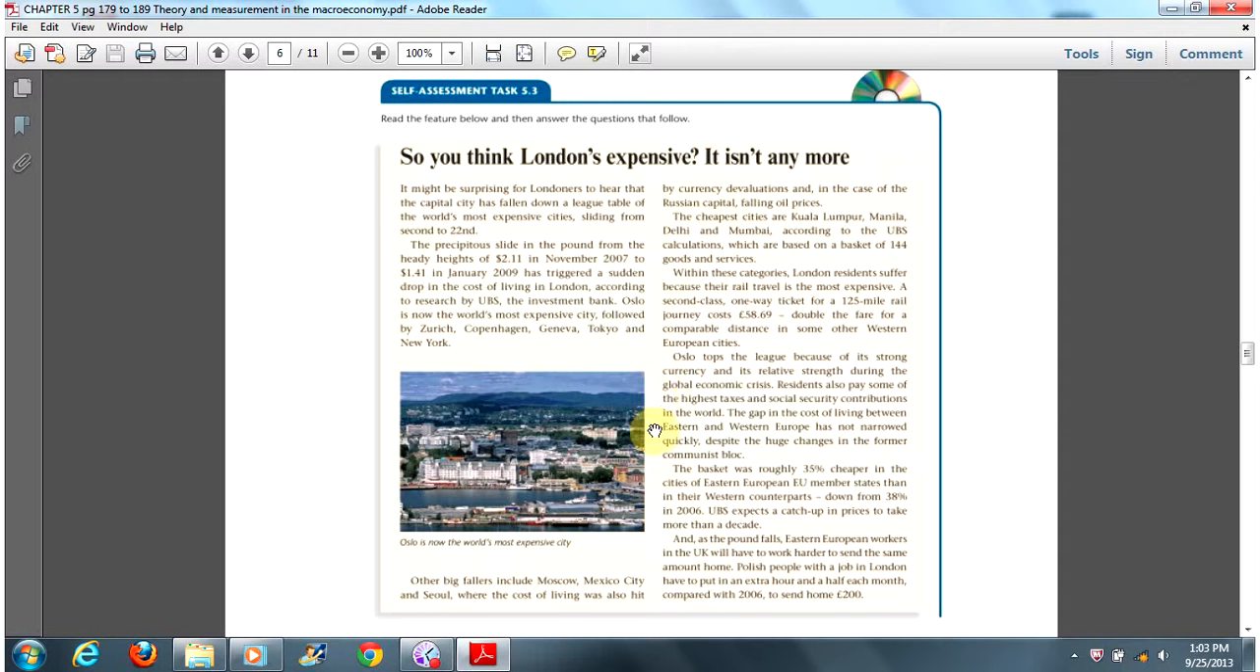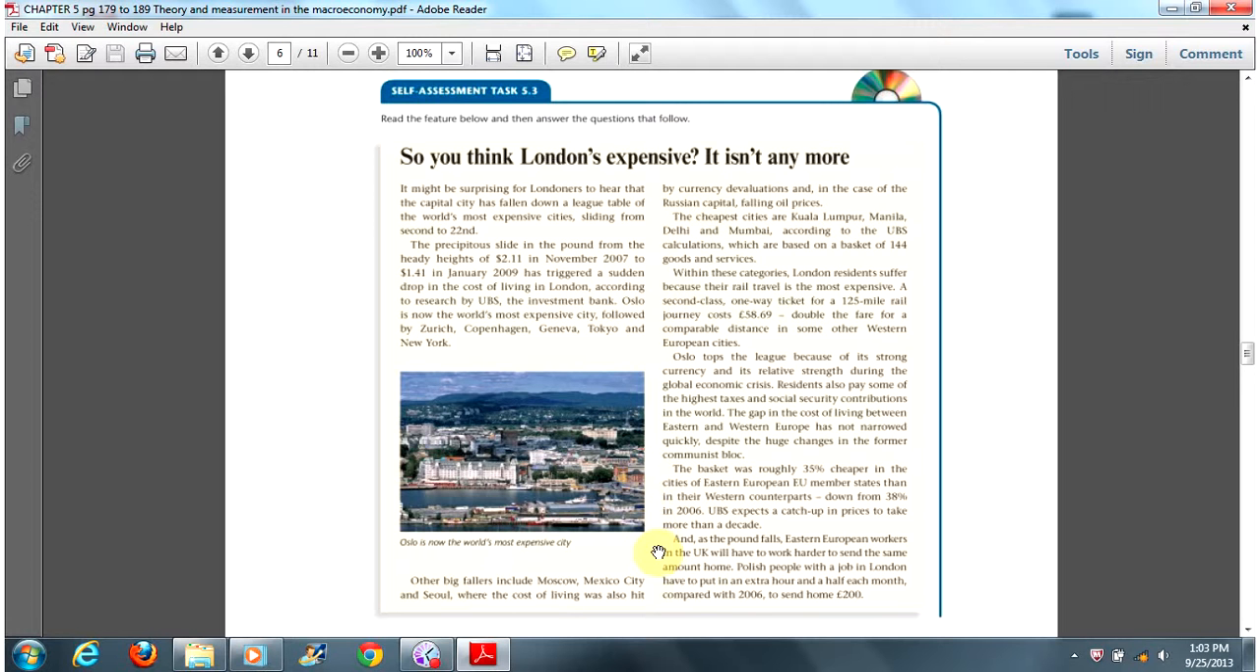The gap in the cost of living between Eastern and Western Europe has not narrowed quickly, despite the huge change in the former communist bloc. The baskets are roughly 35% cheaper in the cities of Eastern Europe's Union states than in their Western counterparts, down from 38% in 2006. UBS expects catching up in prices to take more than a decade.